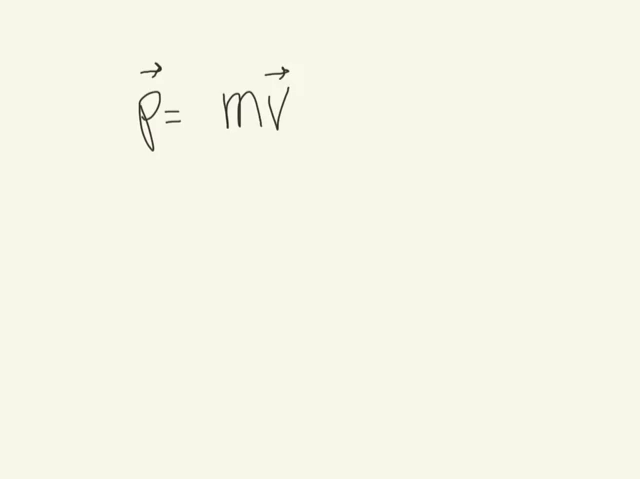So if we want to figure out how a force applied to an object will change its momentum, we need to make force appear somewhere in this equation. And we know from Newton's second law that F equals ma. So if we were to make ma appear here, we could then just put F in place of the ma. So let's try to do that.